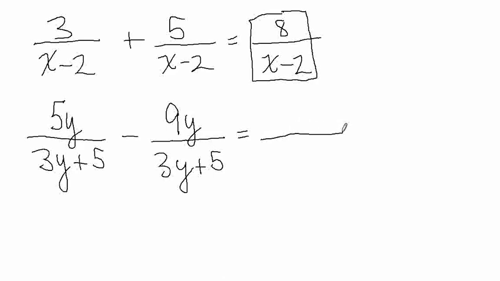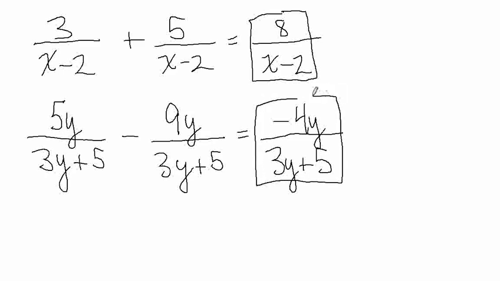As before, we're going to use the same procedure that we would use if we were dealing with numerical fractions. So the denominators are both the same, so I'm going to make the answer have the same denominator. And now I'm going to subtract the numerators, and that will give me minus 4y. So that is the answer.